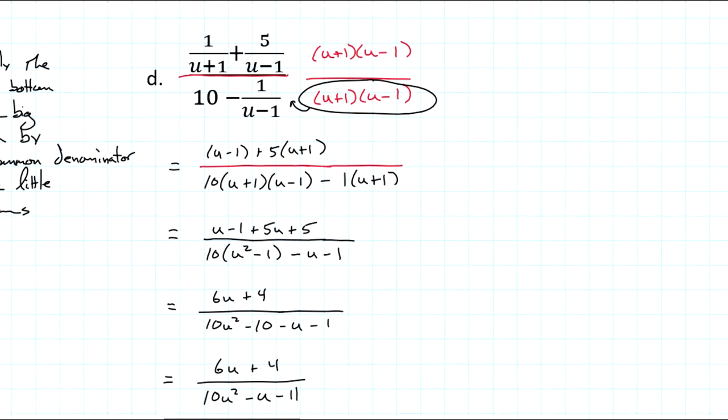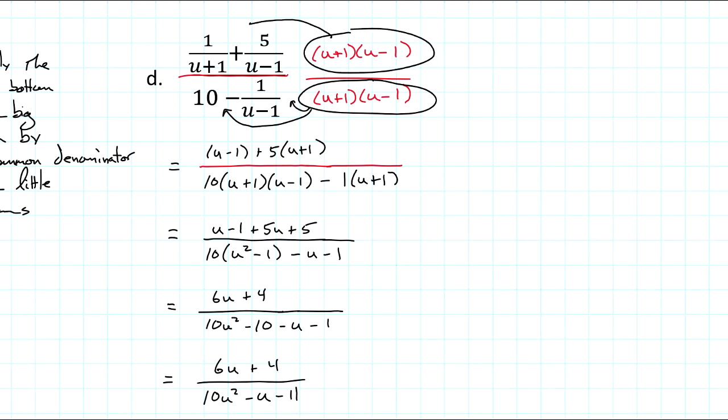This common denominator goes across to both of them, right? The whole thing goes to both. So just because you cancel in one of them doesn't mean that the whole thing doesn't go to the second one as well.